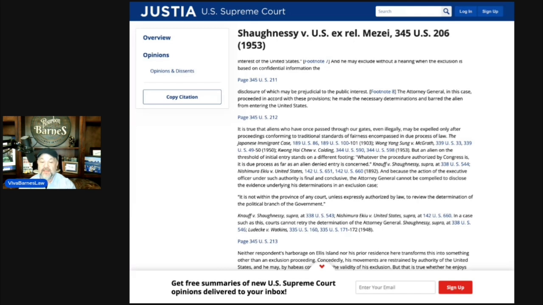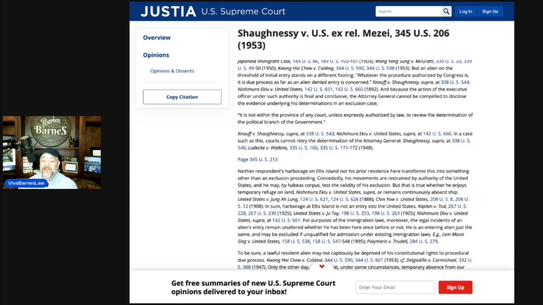Quote, it is not within the province of any court, unless expressly authorized by law, to review the determination of the political branches of government, namely the president and Congress. In a case such as this, courts cannot retry the determination of the executive branch on the government. Notably, they note the fact he is being detained has no bearing on it. Concededly, his movements are restrained by the authority of the United States, and he may by habeas test the validity of his exclusion, but that is true whether he enjoys temporary refuge or remains confined aboard a ship.